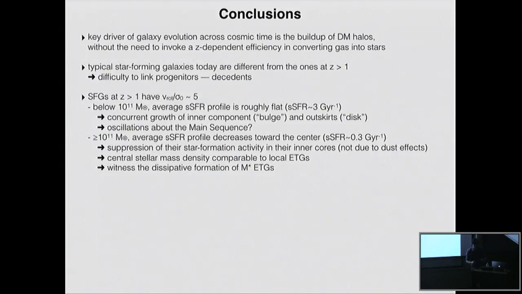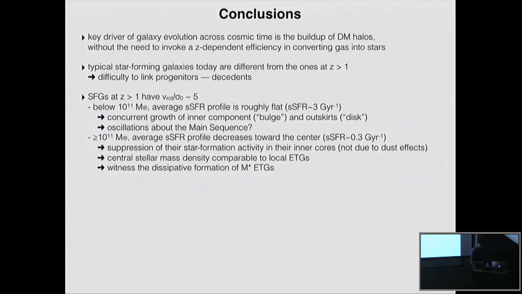We see that below a 10^11 solar mass galaxy, we see on average a roughly flat specific star formation profile. So there is an indication that bulge and disk components build hand in hand. When we go to more massive galaxies, we see a suppression of the star formation activity in the core, and this is not just because of dust, but actually we corrected for dust, and we still see this reduced activity.